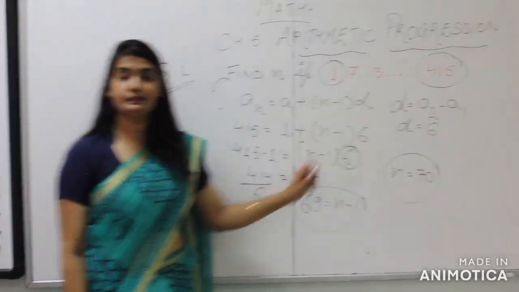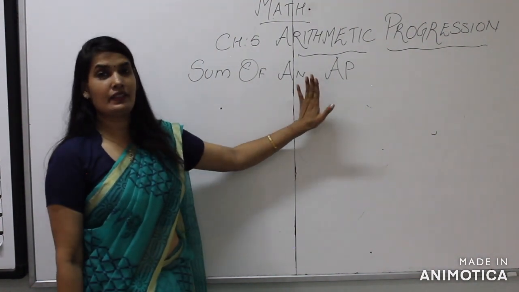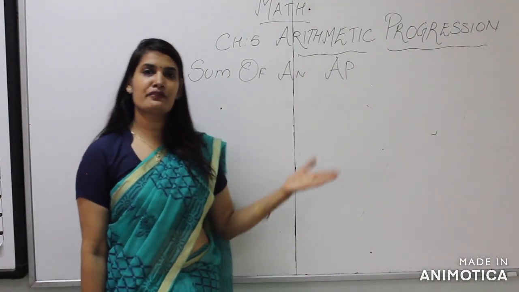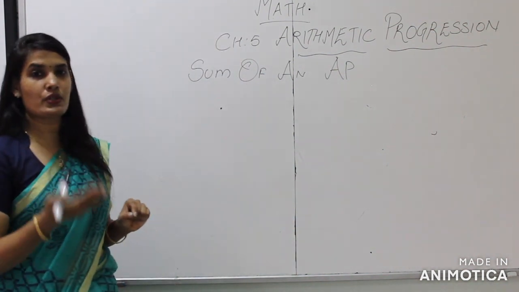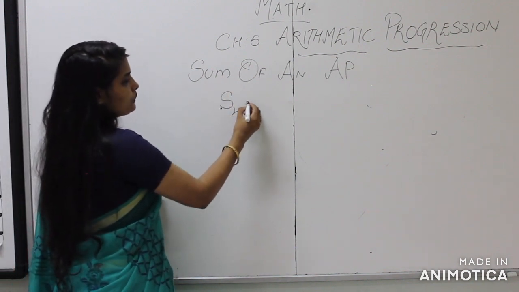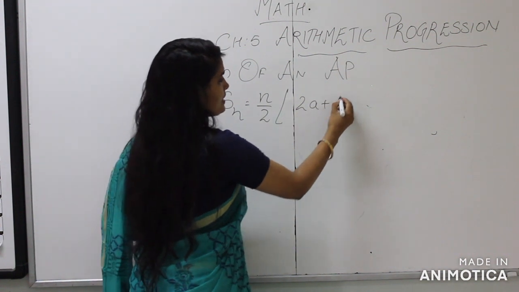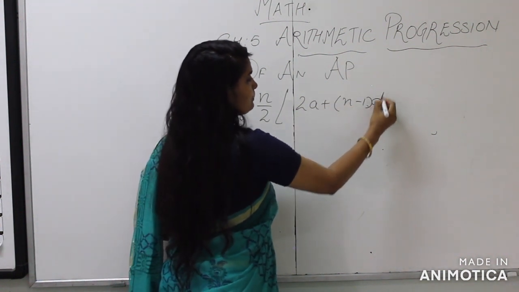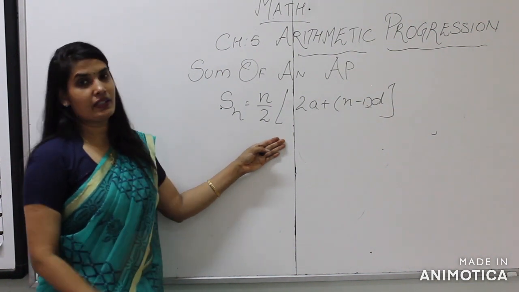Is that clear? Now my next topic is sum of an AP. किसी भी AP का आपको भी sum find करना हो तो कैसे करोगे? Sum of means आपकी उन सारी terms का आपको addition करना है तो कैसे करोगे? उसके लिए फॉर्मूला है Sn equal to n upon 2 in bracket 2a plus n minus 1d. This is the formula to find sum of any nth term of the AP, right?